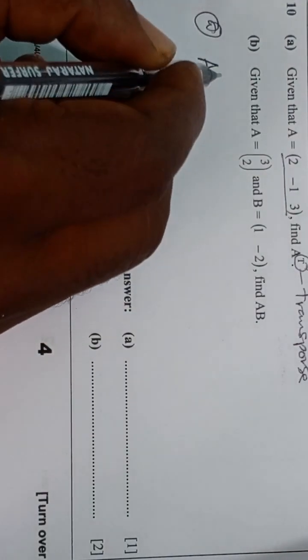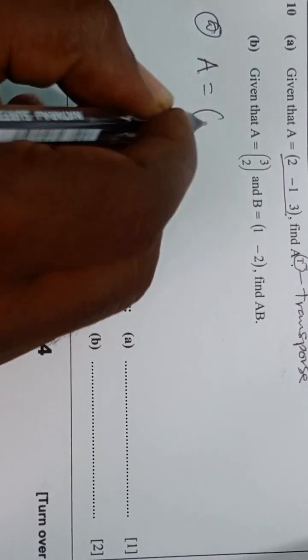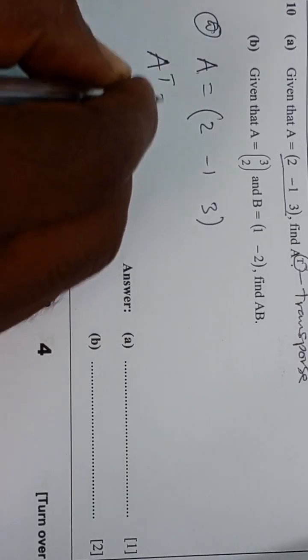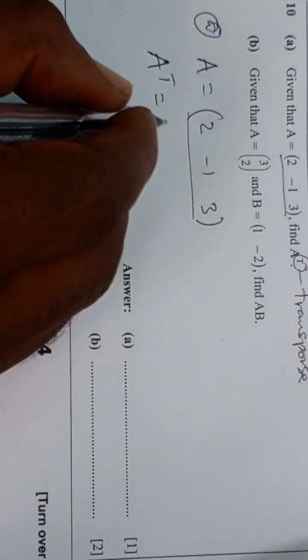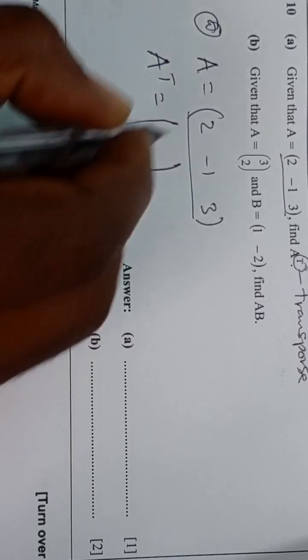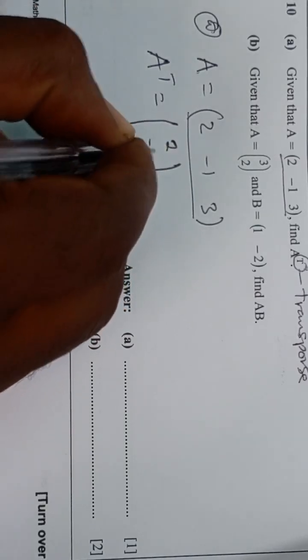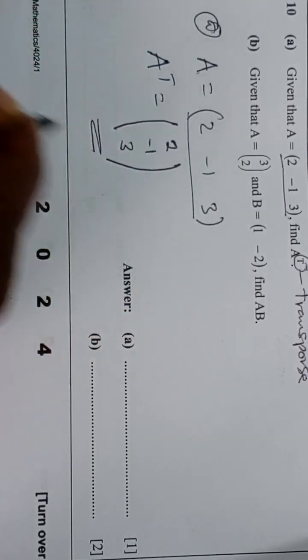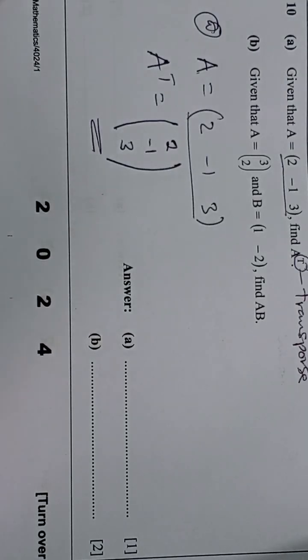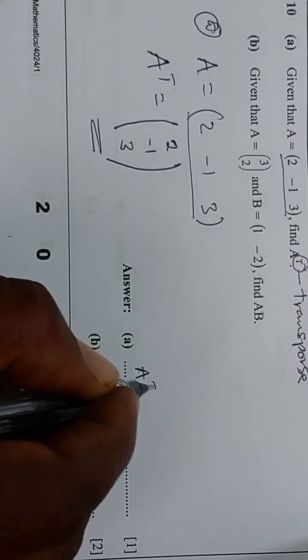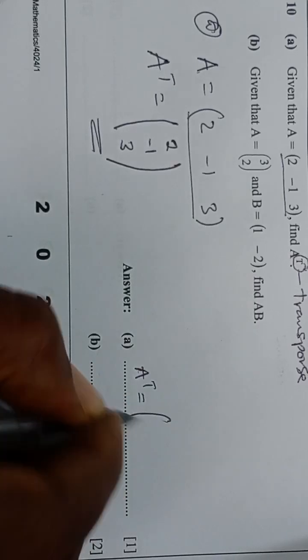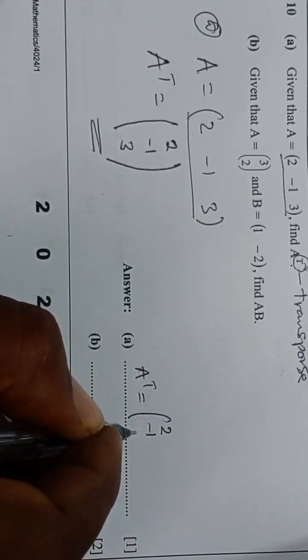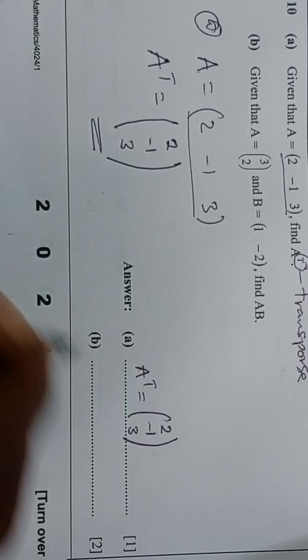That's a transpose. So matrix A is given to be 2, negative 1, 3. So A transpose: this row will change to a column. So A transpose is equal to 2, negative 1, 3 written as a column.